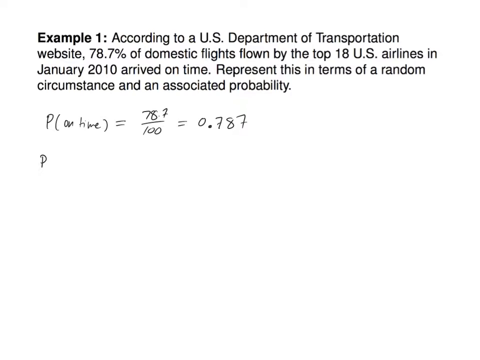So what about the probability of not on time? What would that be? Yeah, 1 minus that. Either you're on time or you're not, right? And if 78.7% of flights are on time, then 21.3% are not, right? Does that make sense? So that would be 0.213, if you wanted to be more fancy.